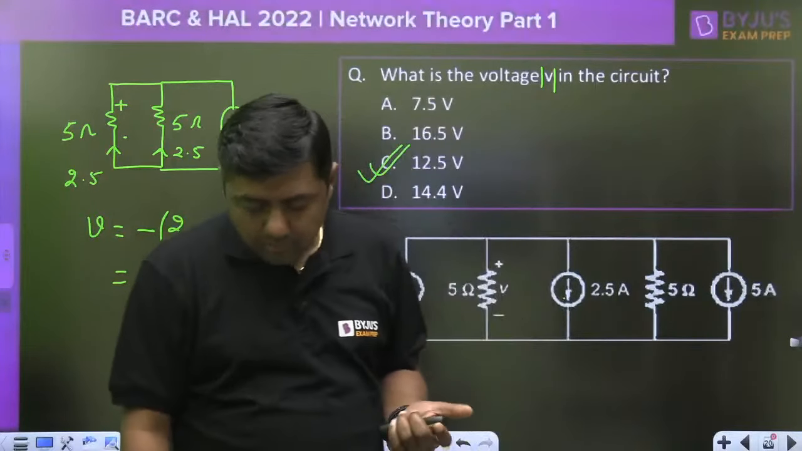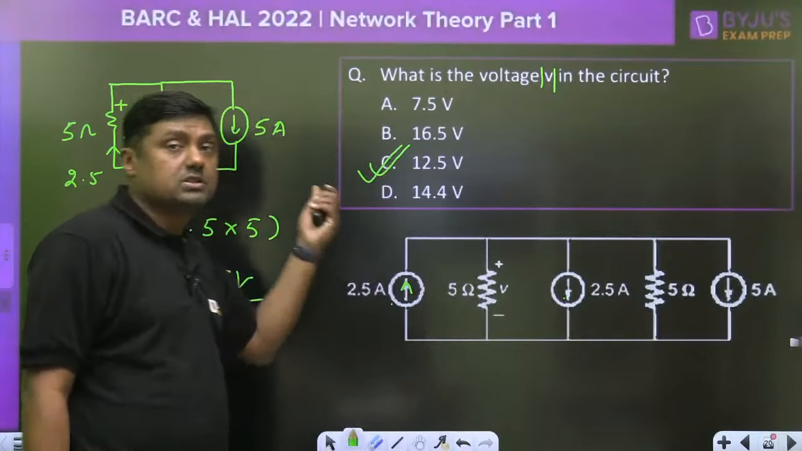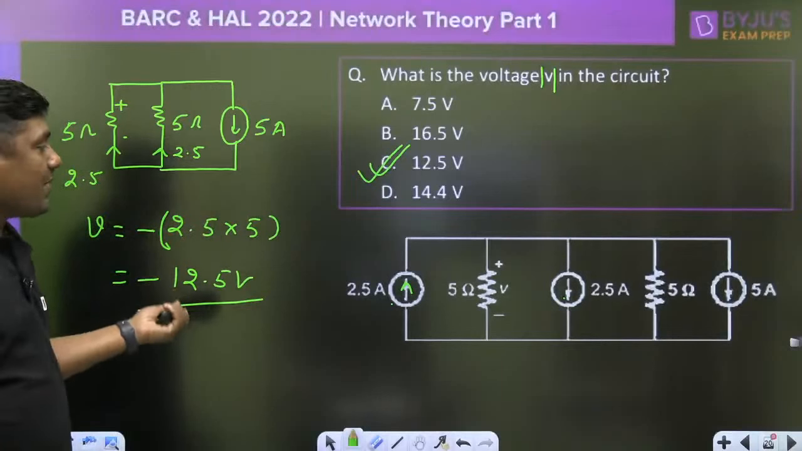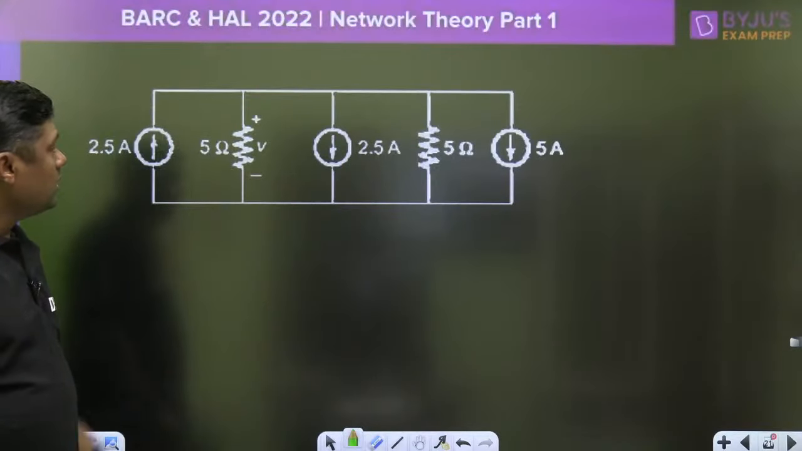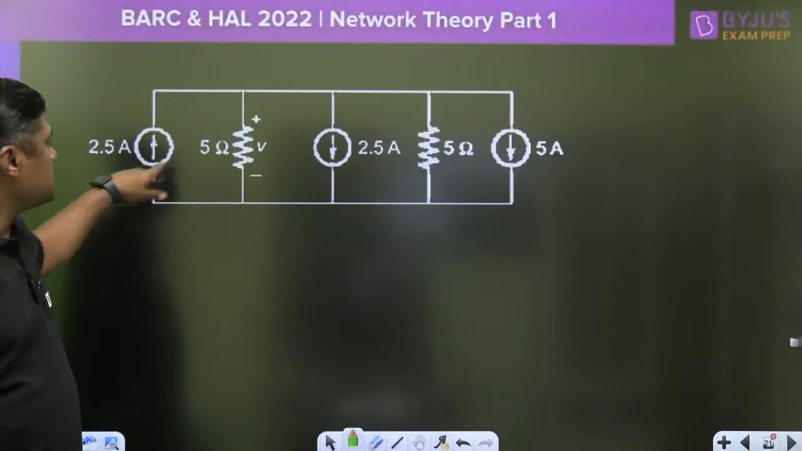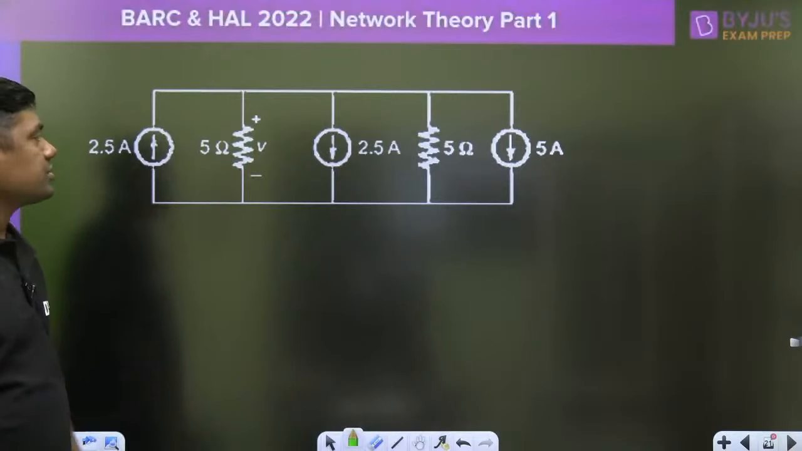Objective questions: sometimes we have to choose the best answer. It may ask for the magnitude and so on. This is the 12.5. Now next one. This was the question, now pay attention. This is cancelled, and it is a very, very simple question.